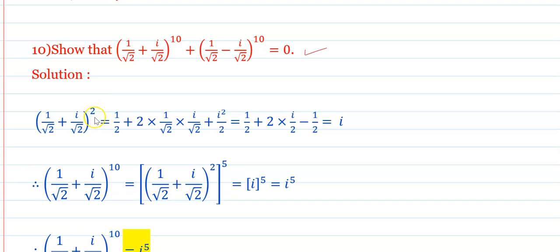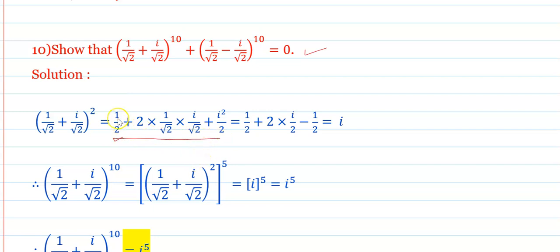याची व्हॅल्यू आधी फाइंड आउट करणार. That a plus b bracket square means what? 1 by root 2 bracket square means what? Here you will get 1 upon 2. 2 into 1 by root 2 into i by root 2, plus i by root 2 bracket square means what? i square upon root 2 चा square किती येणार? तर 2 येणार. And hence this is the expansion of the first bracket.